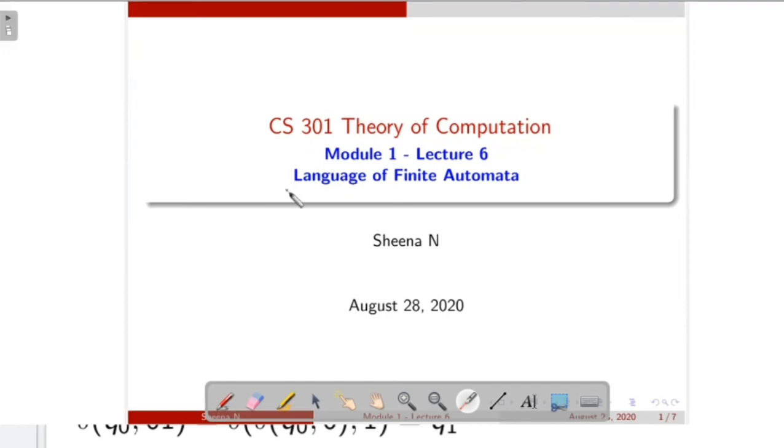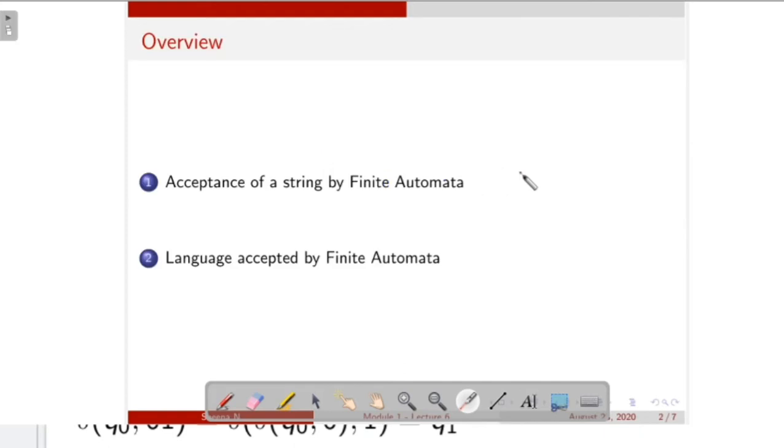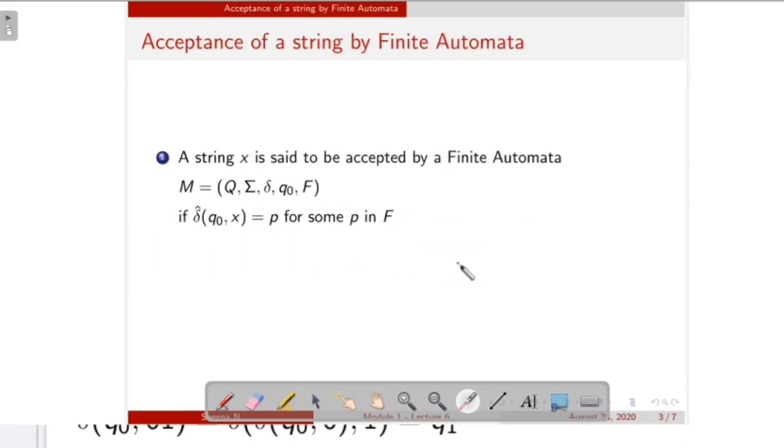Hi students, here we will discuss what is the language of finite automata. Two topics to discuss here: acceptance of a string by finite automata and language accepted by finite automata. What do you mean by language acceptance of a string by finite automata? That means, how can you say that a string is accepted by a finite automata?